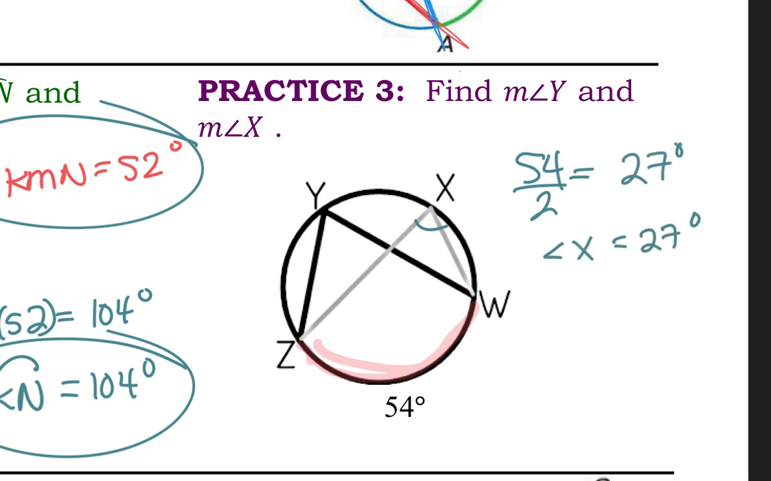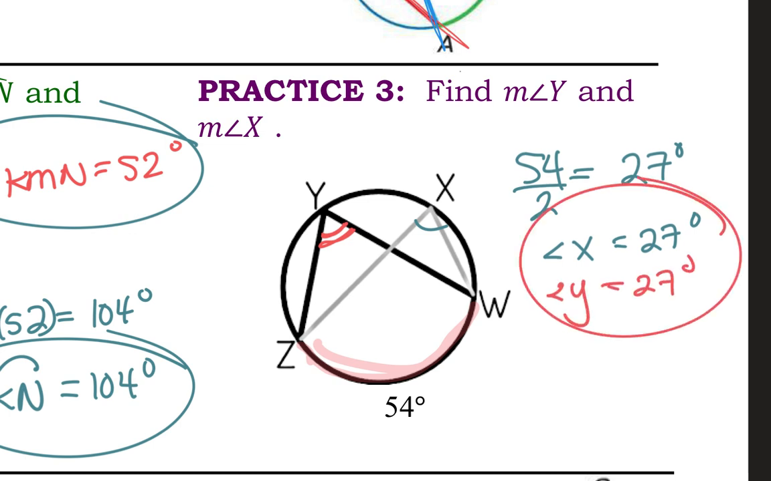So what should we do to figure out angle Y then? Do we have to do anything? What do we say about these two angles? They're going to be the same. So angle Y is going to also be 27 degrees. So there's no point in doing double the work, right? All right, when you're ready, we'll go over to the back side.